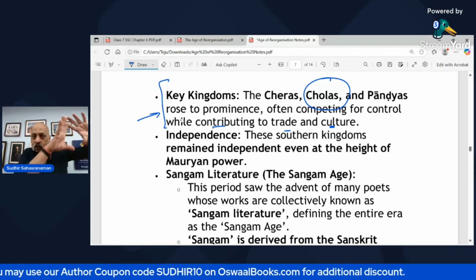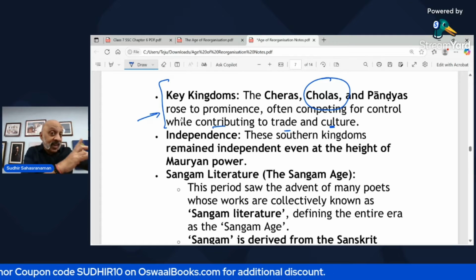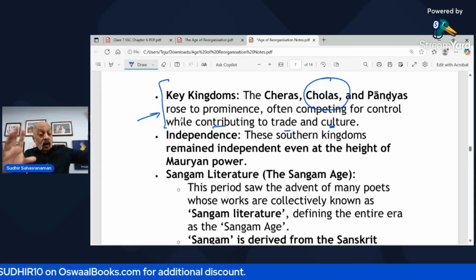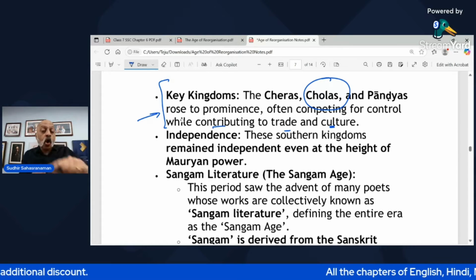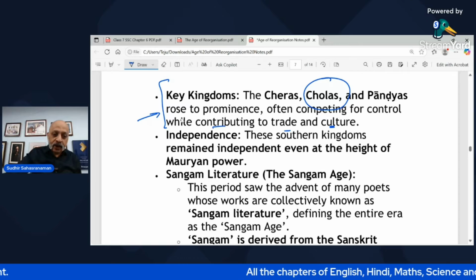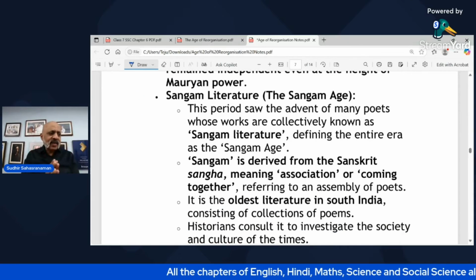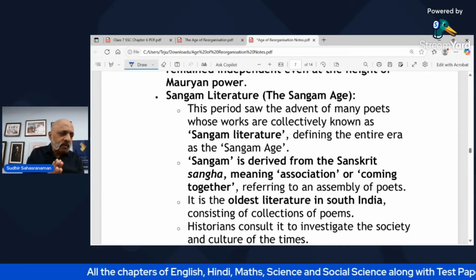Look at the map of the domination in the previous chapter, the Age of Empires. Under the Maurya Empire, you will find that the southern part is not under the Maurya Empire. Now, let's understand about Sangam literature.